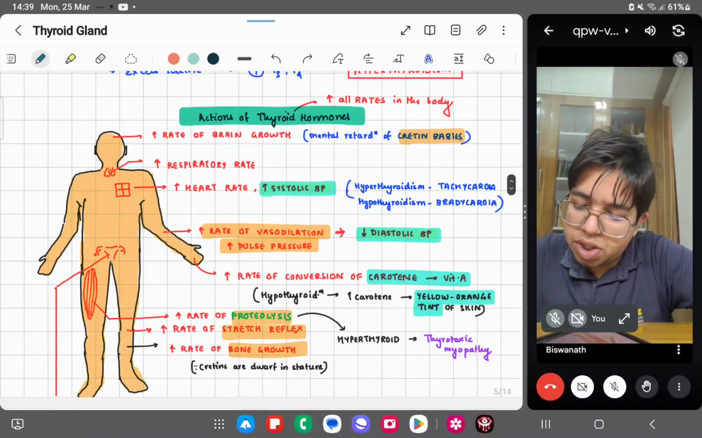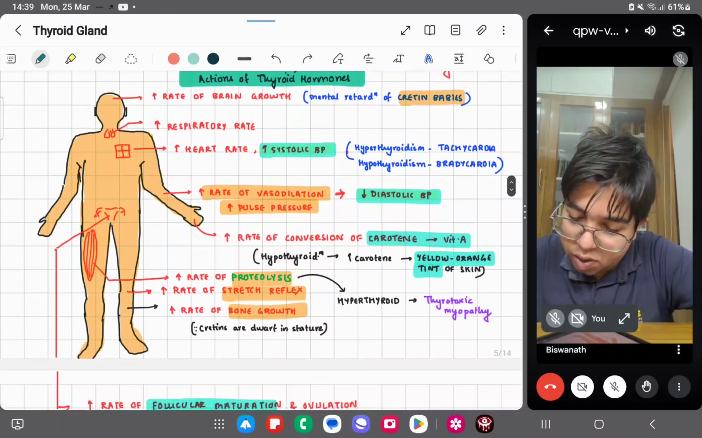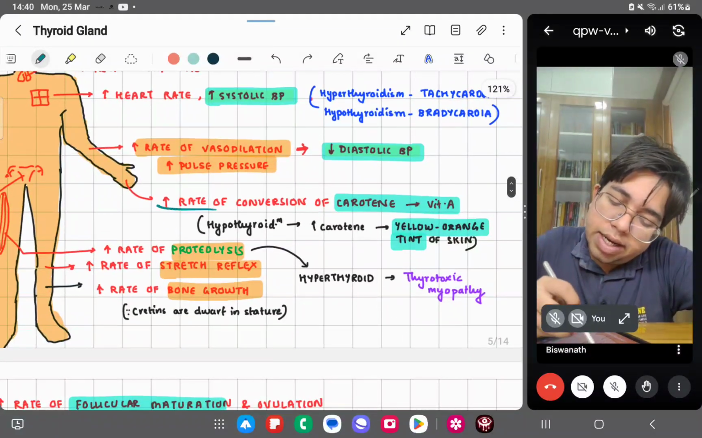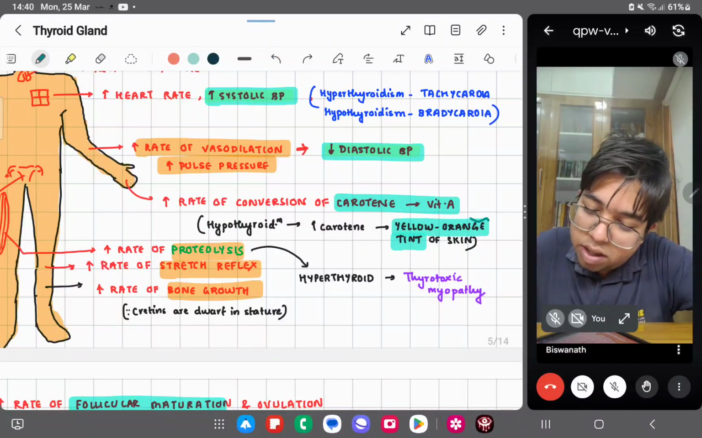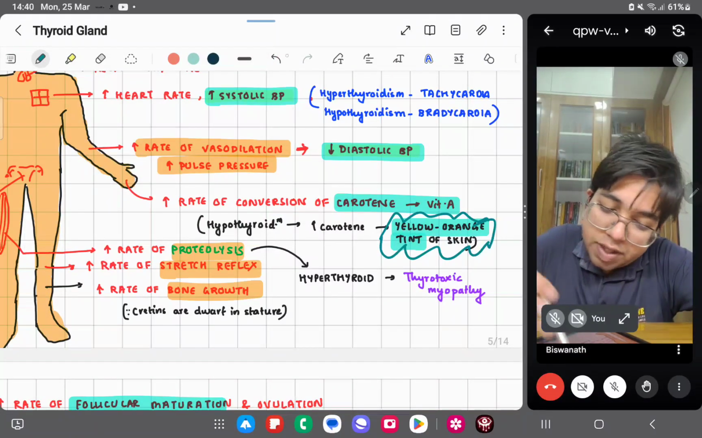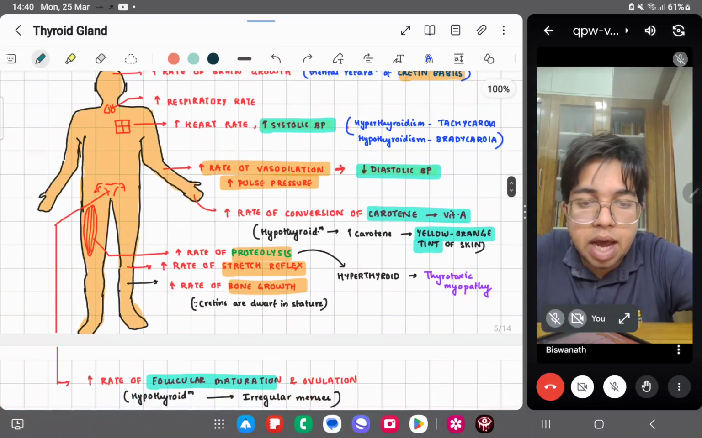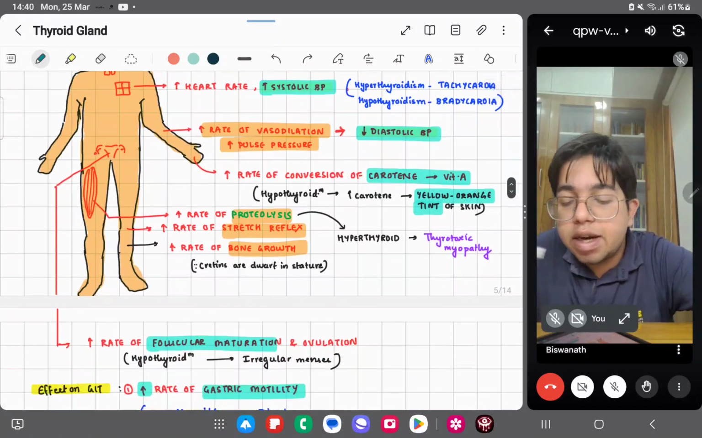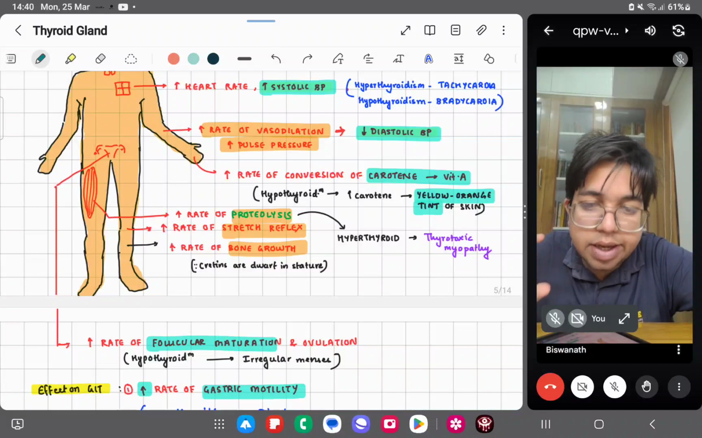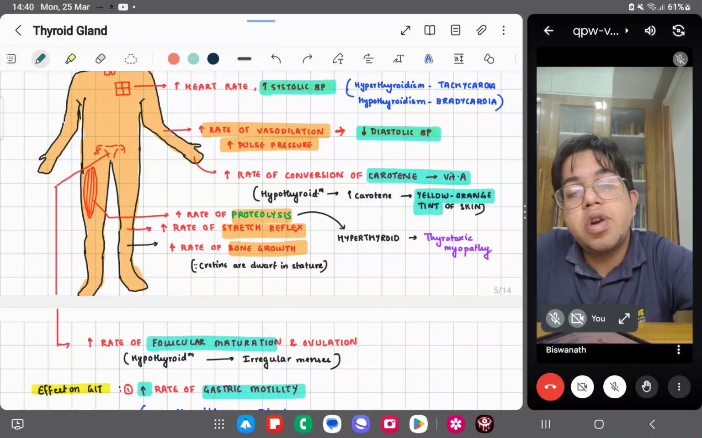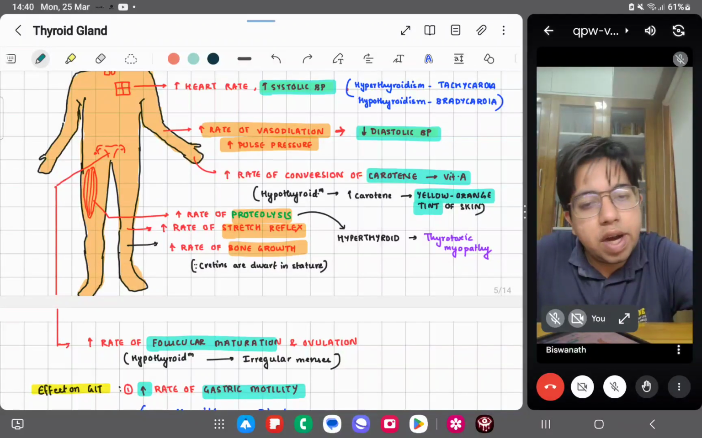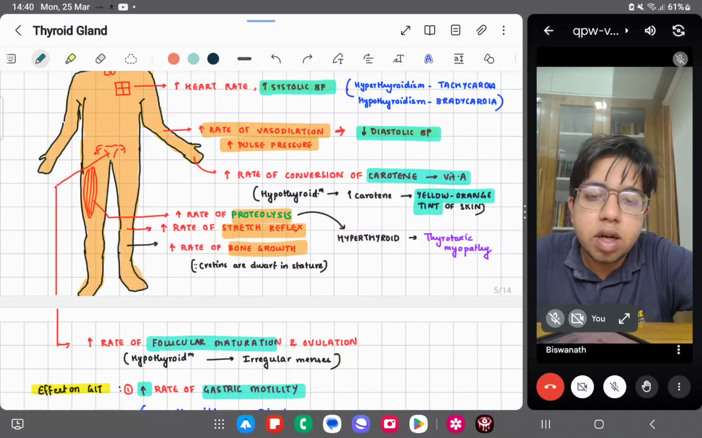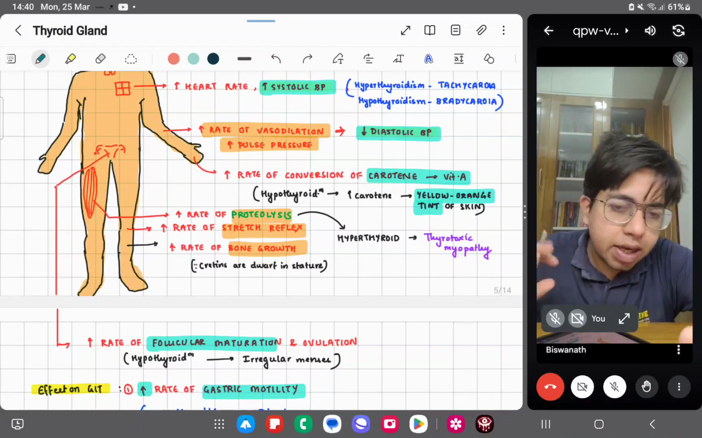These are your actions. We discussed the actions in great detail, so I'm not going into them again. Another thing: thyroid hormone promotes the conversion of carotene to vitamin A. In hypothyroidism, there is decrease in conversion of carotene to vitamin A, so there is increase in carotene, and there will be yellowish orange discoloration, a tint of the skin.